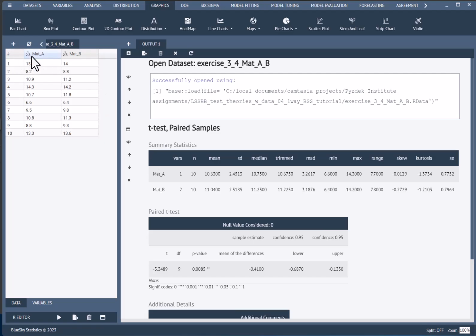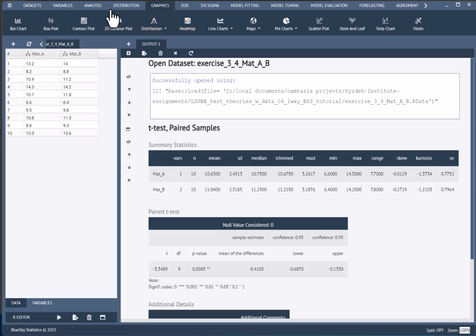So here's the data set we used in the previous exercise. We have two columns of data, material A and material B, and the number in the number column represents a boy. So we have 10 different boys. The first boy had one sole that got 13.2 wear, the other 14. Second boy had 8.2 wear and 8.8, and so on.